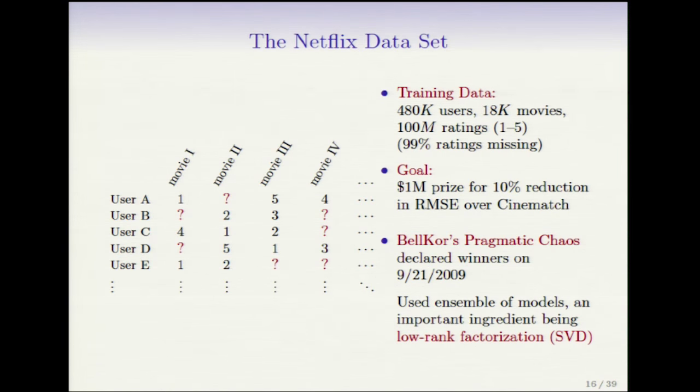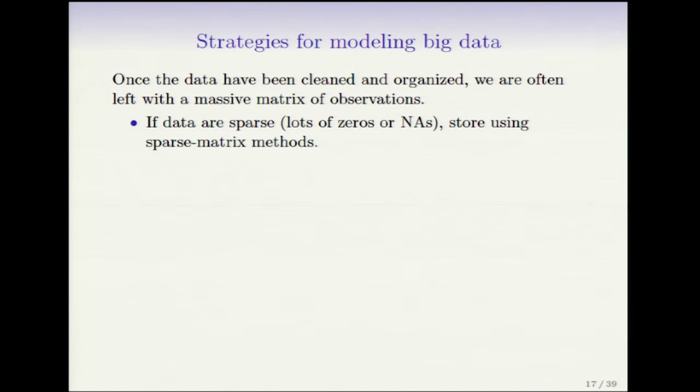A lot of the techniques used are some version of what we call low rank factorization or singular value decomposition. But I won't get into that. This is meant to not be a too technical talk, so we won't be too technical. So what are some strategies for modeling big data? I'm going to just list some that I'm aware of, and there's lots more.